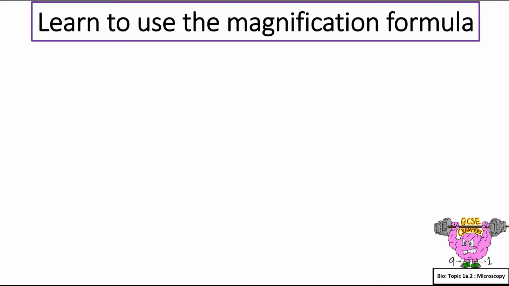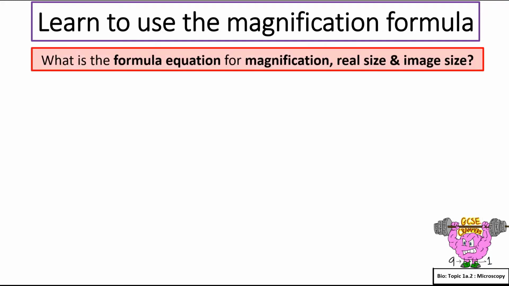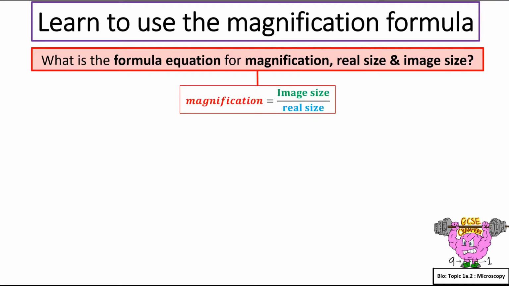Learn to use the magnification formula. What is the formula equation for magnification, real size and image size? The equation would be magnification equals image size divided by real size. You can also use the equation triangle. Cover the one you want to find with your finger, in this case magnification, and use the equation you can see, image size divided by real size.